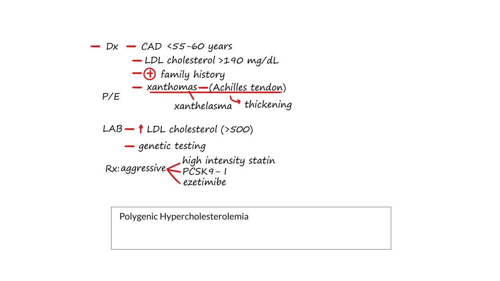Just to point out, most of your patients with hypercholesterolemia are going to be polygenic as compared to the monogenic receptor defect we've been talking about. 90% of all the people with these defects are going to be polygenic.